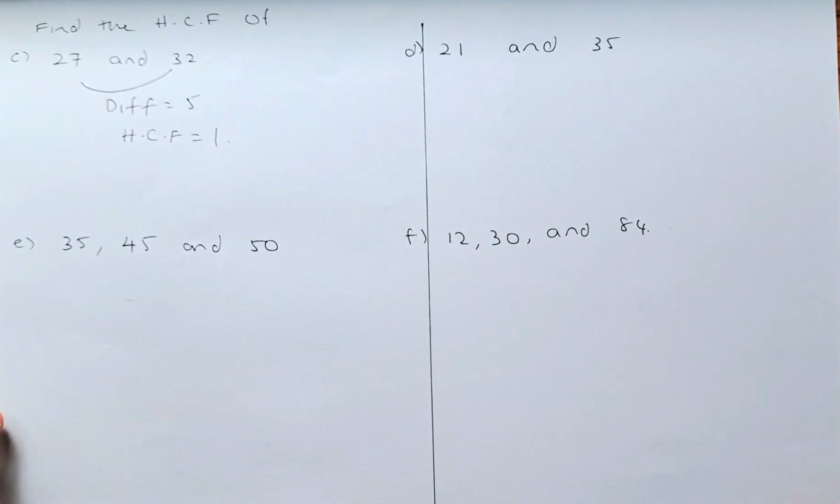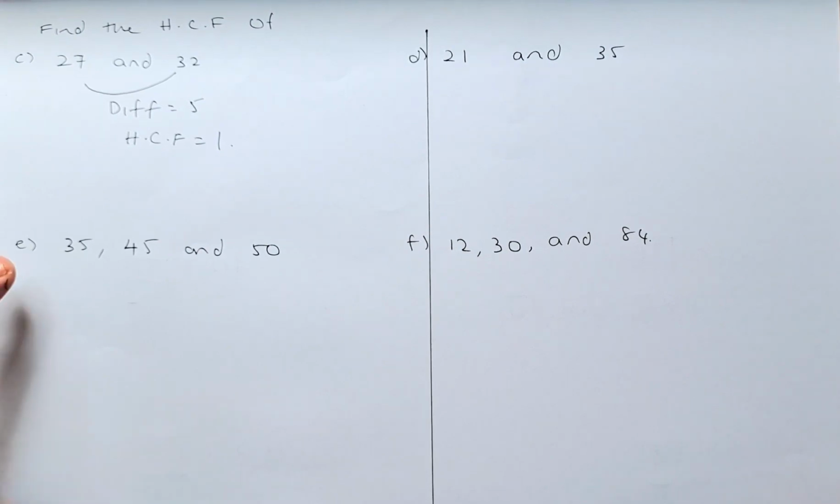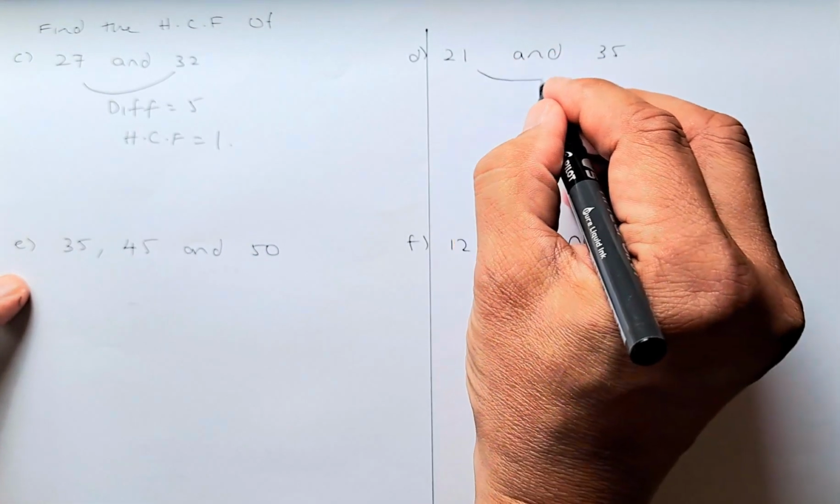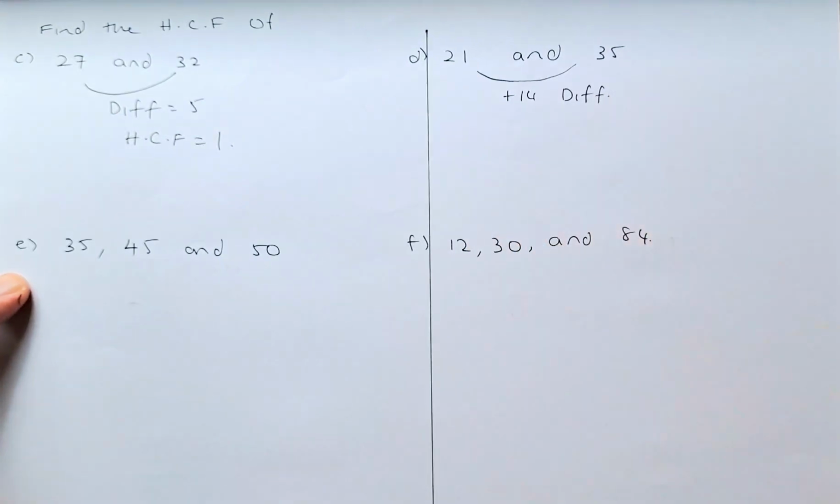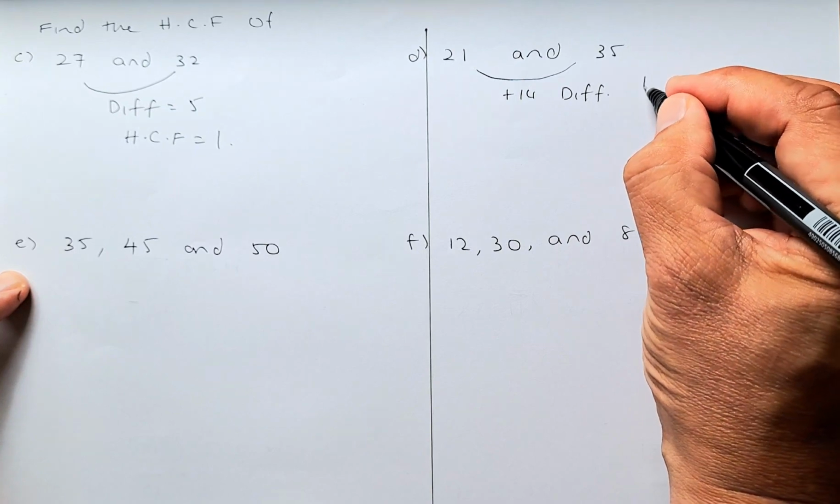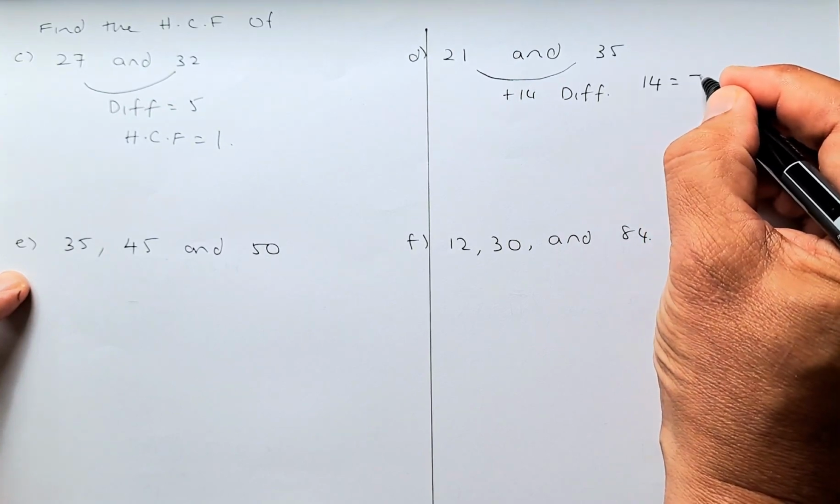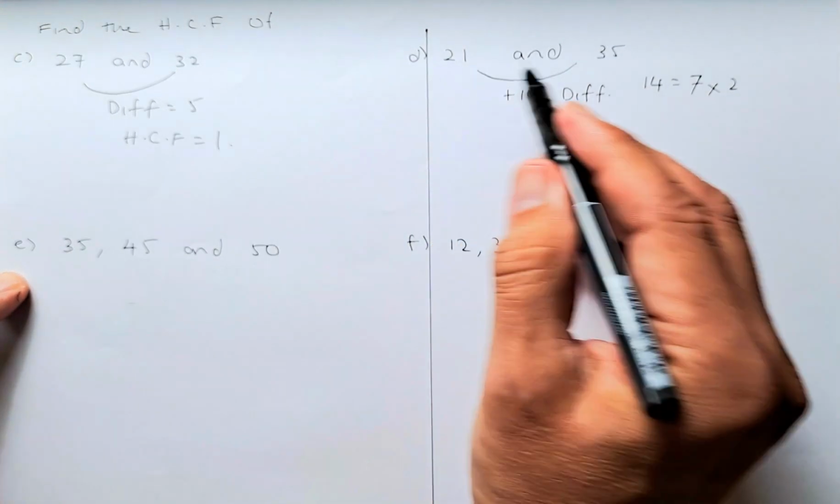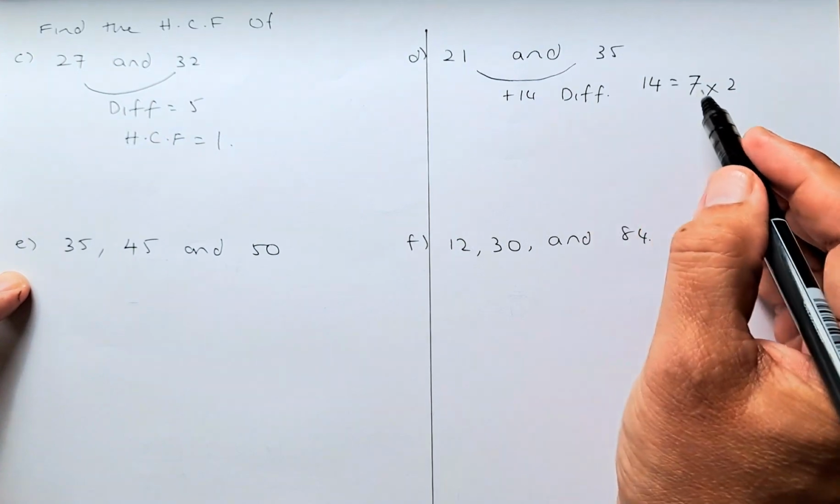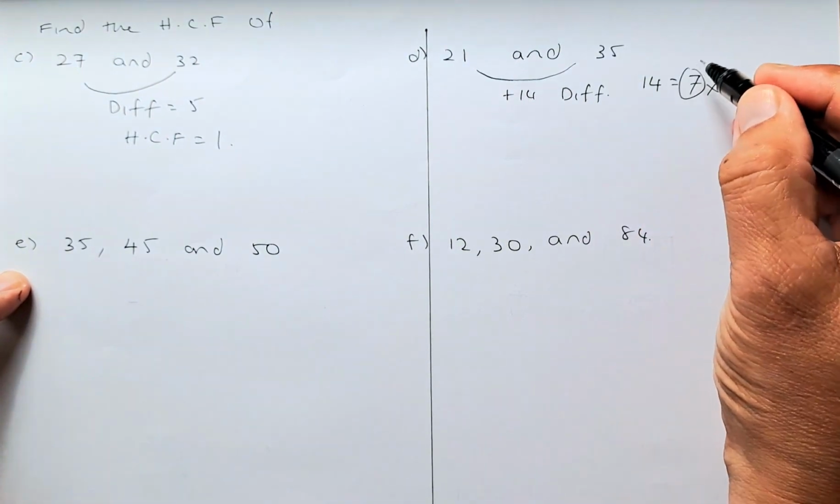Okay, next example, 21 and 35. So the difference is going to be 14. Can 21 be divided by 14? No. Can 35 be divided by 14? No. So what you do, you're going to break 14 into the prime numbers 7 times 2. Okay. So you're going to divide 21 by 7, you can. 35 by 7, you can. So 7 is a possible outcome.